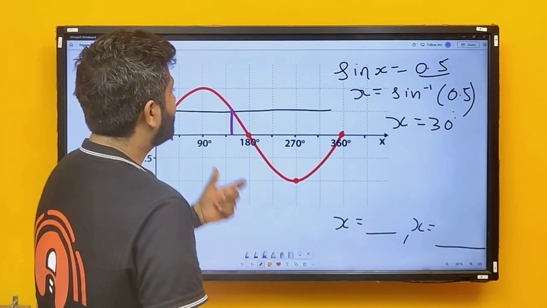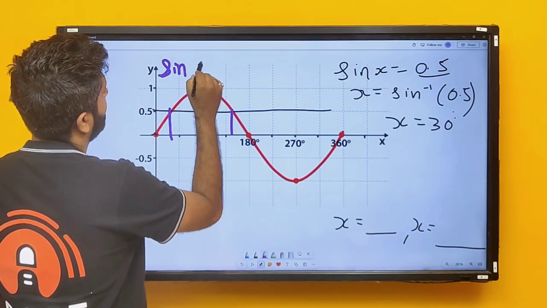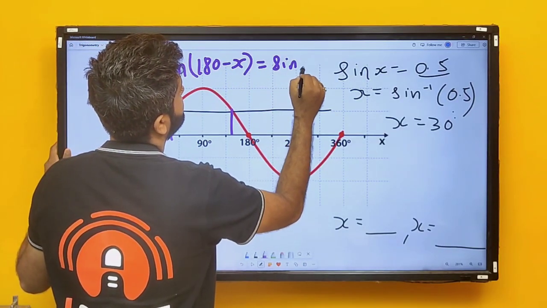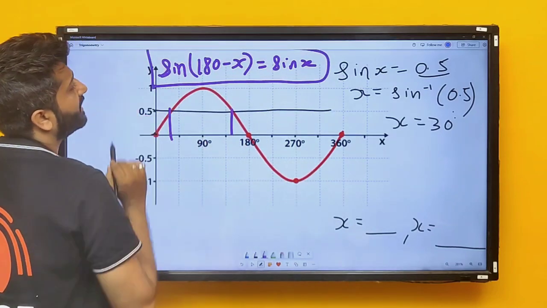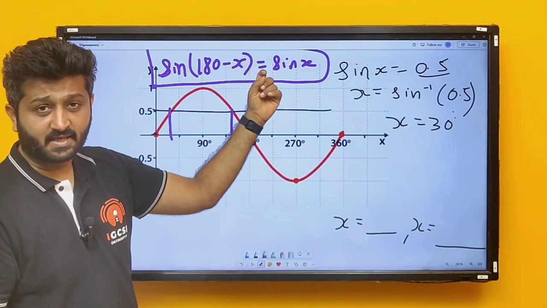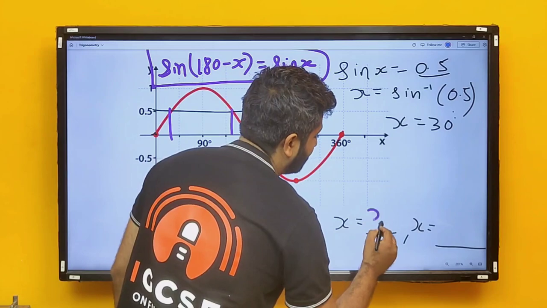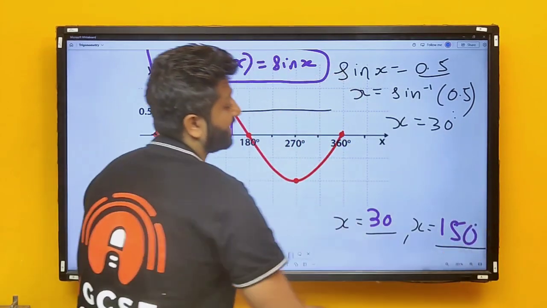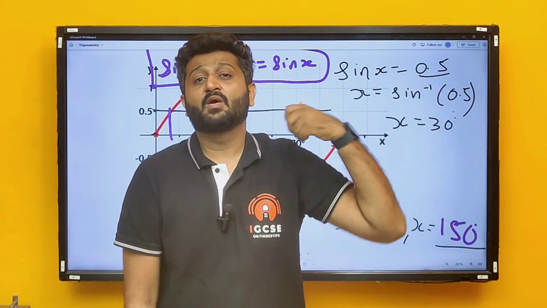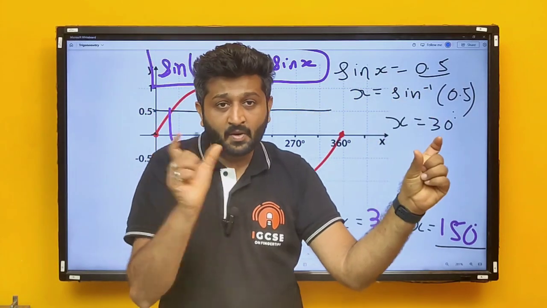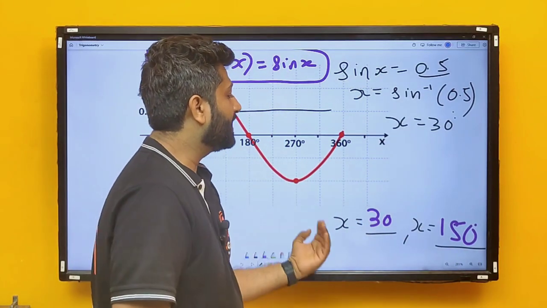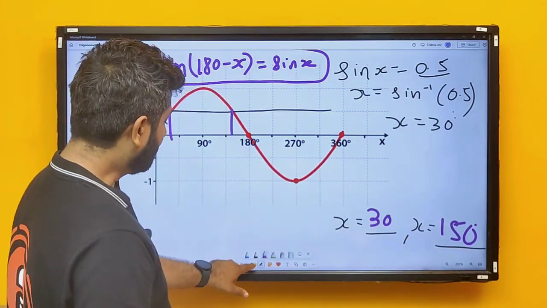Now how do I find this point? I have a formula. The formula says sin(180 minus x) equals sin x. So if x is 30, then 180 minus 30 is 150, so sin 150 is the same as sin 30. In the same way, if the angle were 60, then 180 minus 60 is 120. So 60 and 120, 10 and 170, 30 and 150, all these angles have the same sine, right? So you can apply this logic to find the second angle.